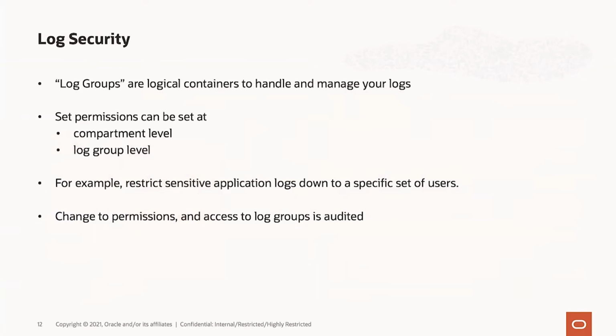Now, log groups are logical containers to handle and manage your logs. So your log is within a log group. And we can set permissions on that log group. Now, the permissions might be set at the compartment level, or they might be set at the log group level. So you might, for example, want to restrict logs for a particular application that might contain sensitive data down to a specific set of users. Or you might have the logs for the production environment accessible to a different group of people than the logs for the development department. And when changes are made to permissions or logs are accessed, that is in fact audited.